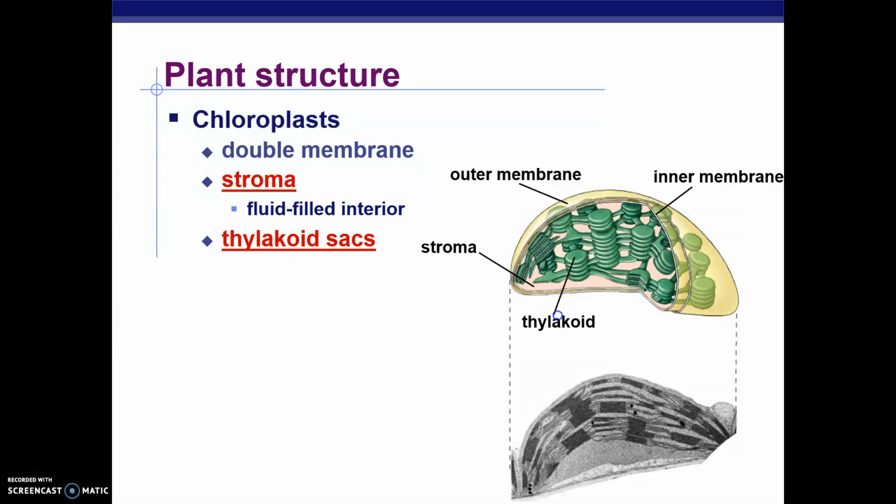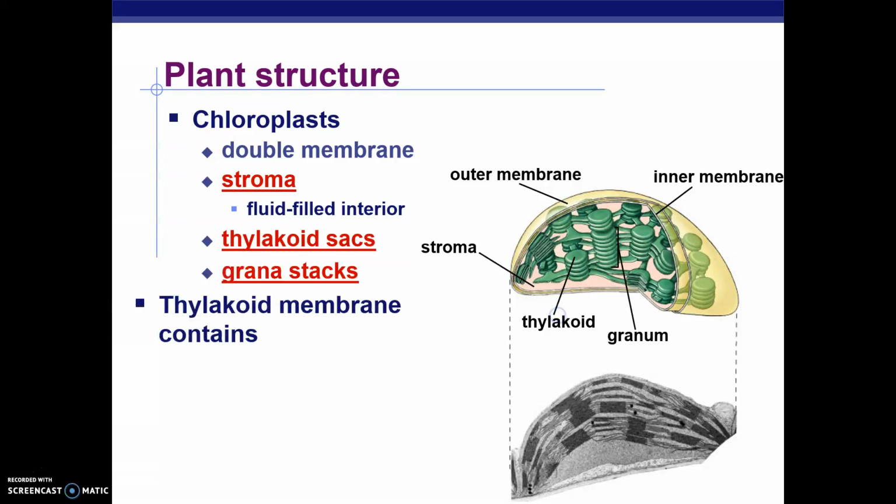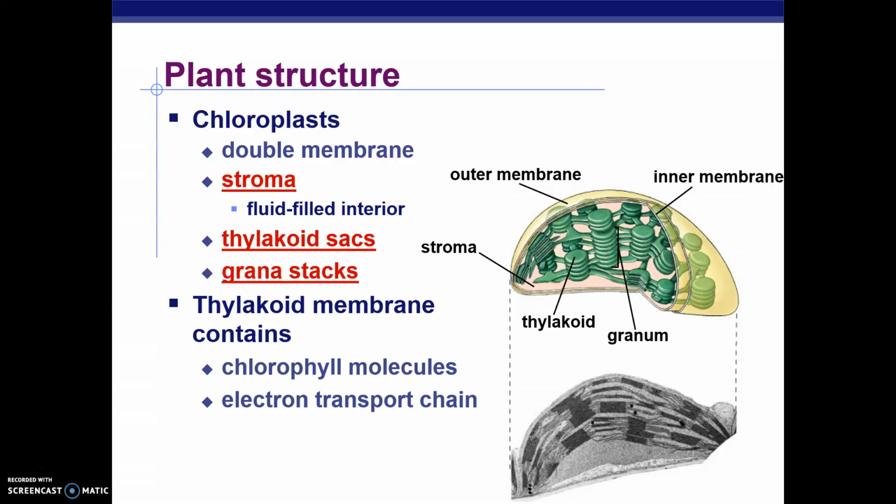So thylakoid sacs, membranous sacs, lots of membrane, lots of surface area. A stack of thylakoids is known as a granum. So the thylakoid membrane contains some very important proteins, chlorophyll molecules, and that is where the electron transport chain takes place. And of course, ATP synthase that is going to produce the ATP.